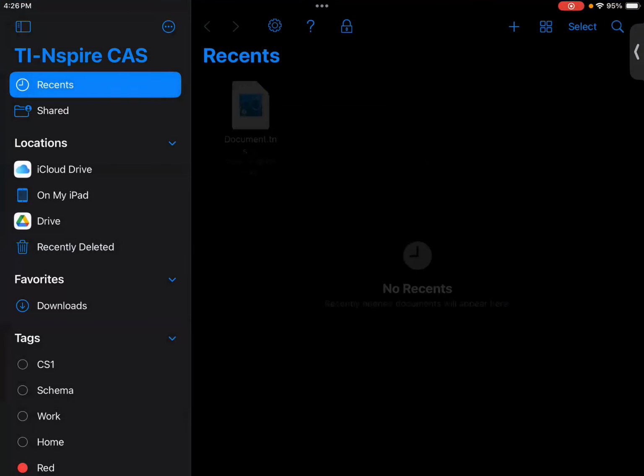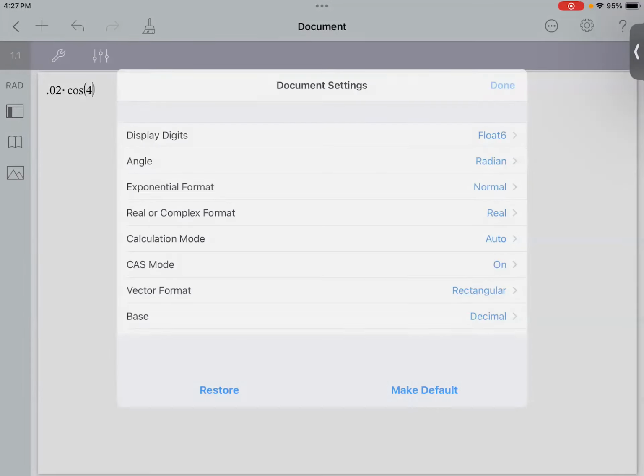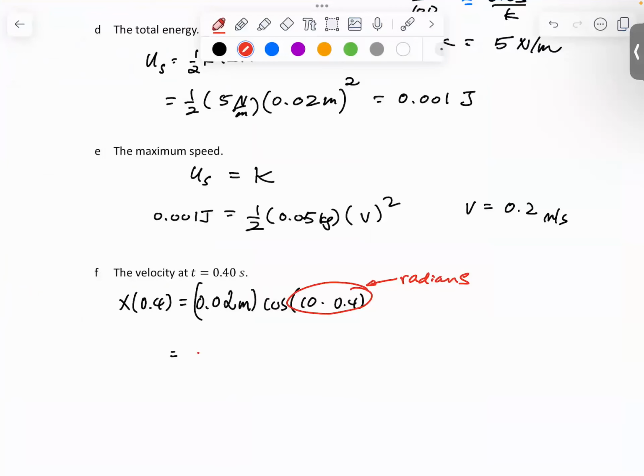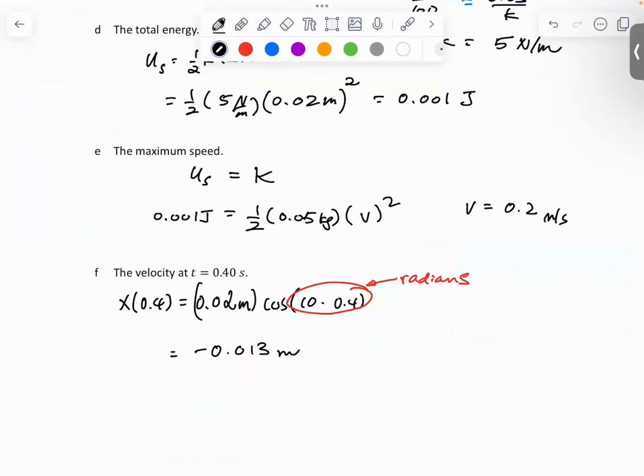So new calculator, and 0.02 times cosine of 4. Make sure it's in radian mode. Yes, it is. So it's negative 0.013 meters. Oh, rearrange the equation? Well, I just substituted the 0.4 in for t. Yeah, that's what the function means, right?